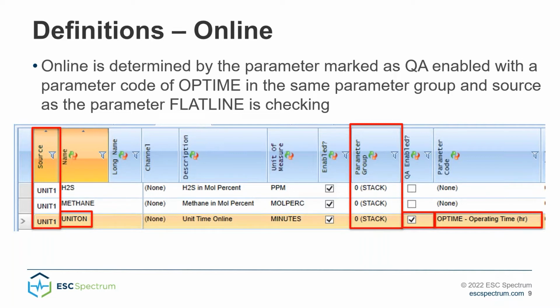And this parameter, when it's on at the 1 minute interval, will be 1. If it's off at the 1 minute interval, will be 0. And this is just the state of the unit: is fuel being combusted.